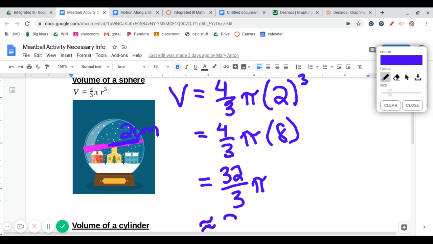This is about 33.5 units. We're using centimeters. Volume is in cubes, so this is cubic centimeters. And that's how you find the volume of a sphere.